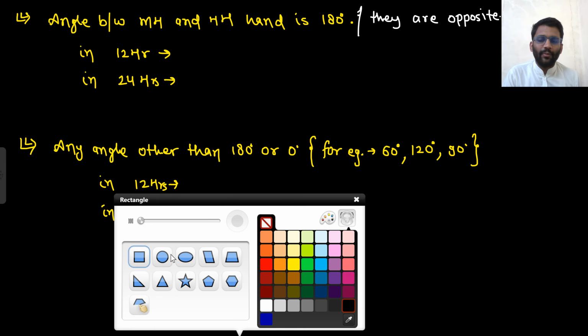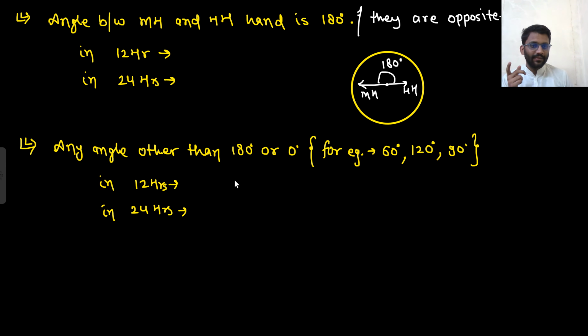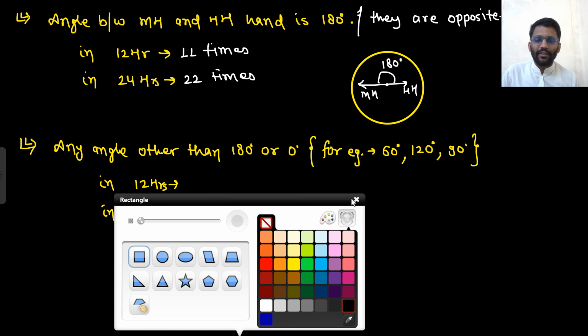When would minute hand and hour hand be opposite? When the angle is 180 degree. This will be hour hand and this will be minute hand. So the angle is 180 degree. That means they are opposite, right? So how many times in a day? You can remember it. 11 times, same as 0 degree, 11 times. And in 24 hours, it would be 22 times, same as 0 degree. Okay, we need to remember this.